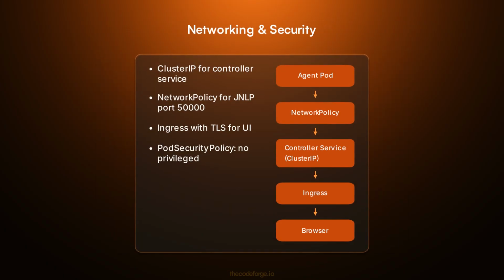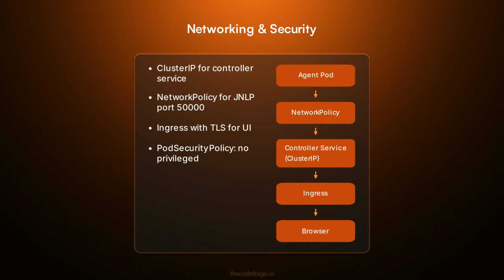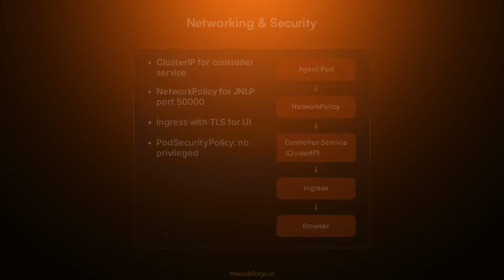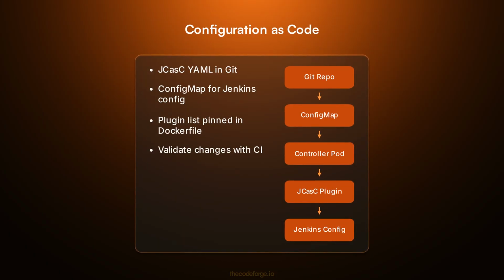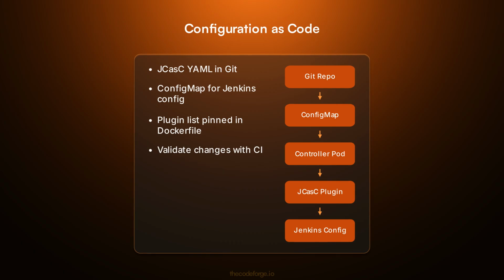Agent pods communicate with the controller via JNLP on port 50,000. We use a cluster IP service and network policies to restrict access. For external access to the Jenkins UI, we use an ingress with TLS termination. Using the Jenkins Configuration as Code plugin, we define the entire Jenkins configuration in a YAML file stored in Git. This ensures that every controller pod is identical and can be recreated from scratch.